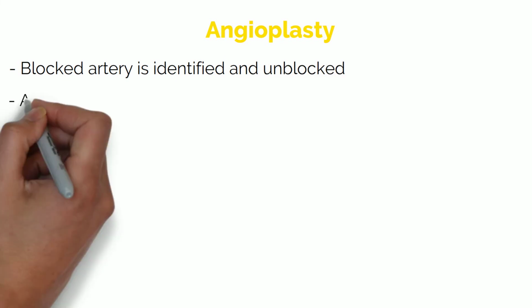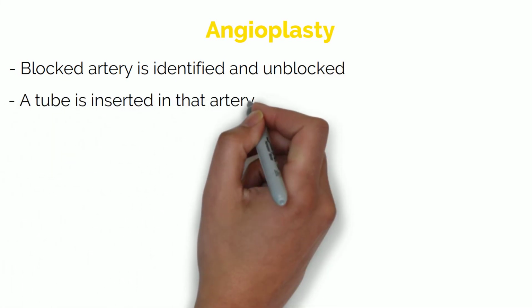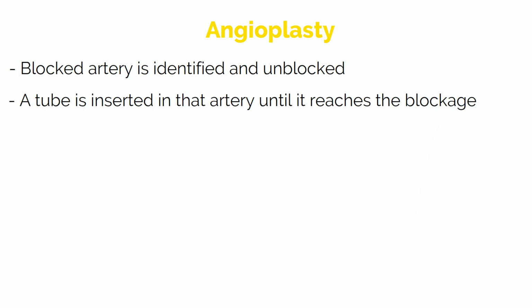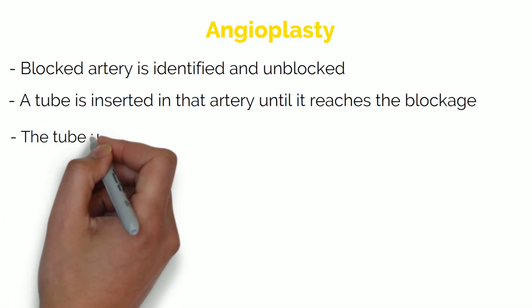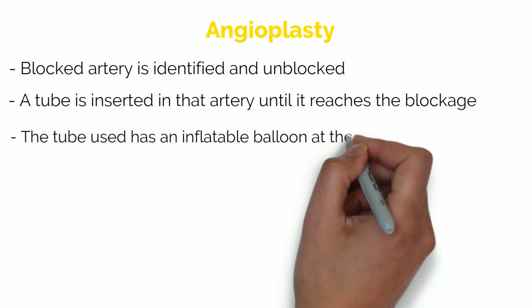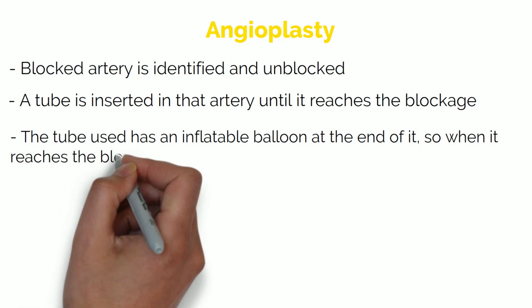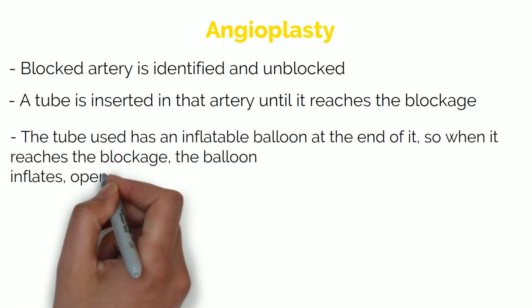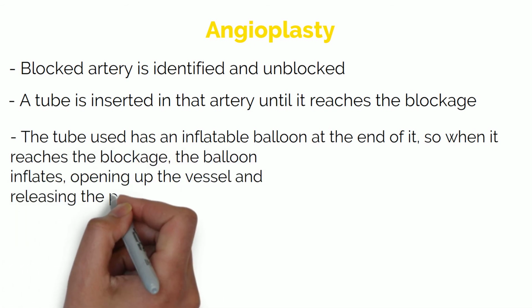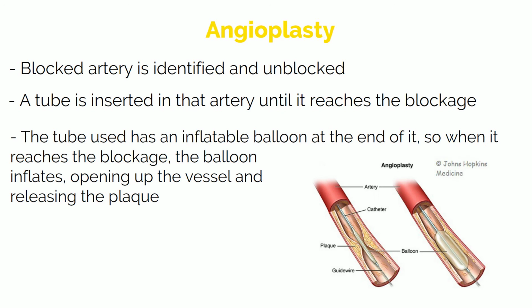This is done by inserting a tube in that artery until it reaches the blockage. The tube used has an inflatable balloon at the end of it, so when it reaches the blockage, the balloon inflates, opening up the vessel and releasing the plaque, allowing blood to flow normally again.